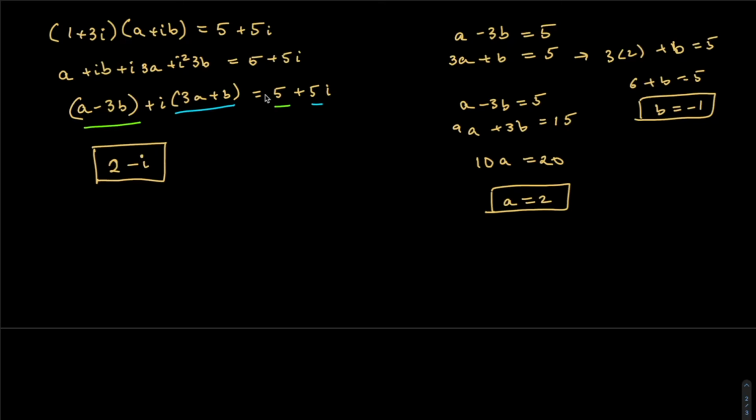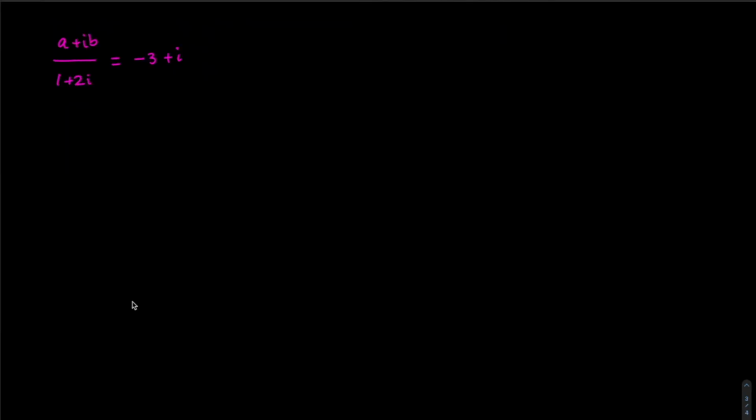So let's look at another example. All right, so let's look at this example, right? So before we get started, I'm going to tell you what I'm going to do, and then you can try applying that method, right? So we have a plus ib upon 1 plus 2i is equal to minus 3 plus i, right? So we have to find values of a and b like we did in the previous question.